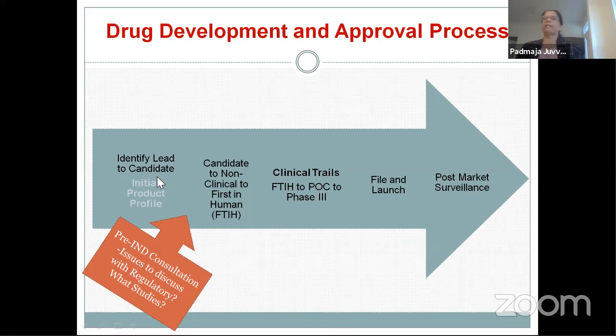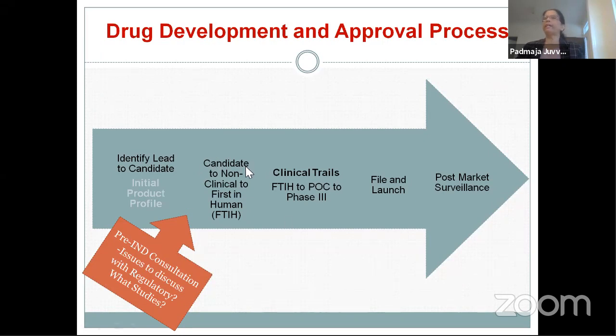It's a busy slide, but it basically walks us through the whole drug development and approval process. As we have already listened to the earlier very interesting talks where we have synthesized the product compounds, and once we have identified the lead, now I'll walk you through the process of approving the drug and putting it into the market. So once we identify the lead, then based on the initial product profile, it will be identified as a candidate to further pursue the non-clinical and the clinical trials.